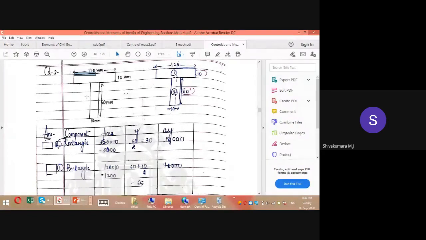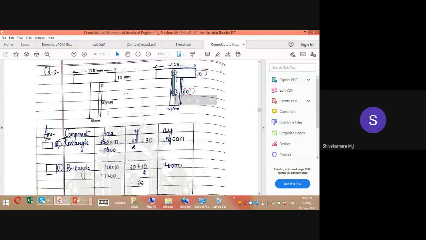And with reference to this line, if you want to locate y bar, both the areas you should consider. So rectangle 1, this one we have taken, rectangle 2, this one we have taken. 120 mm is the width, 10 mm is the height, 60 mm is the height, and 10 mm is the width of the rectangles. So for rectangle 2, the area is 10 into 60, that is 600 mm square. And rectangle 1 is 120 into 10, that is 1200 mm square. Area of rectangle 1, area of rectangle 2.